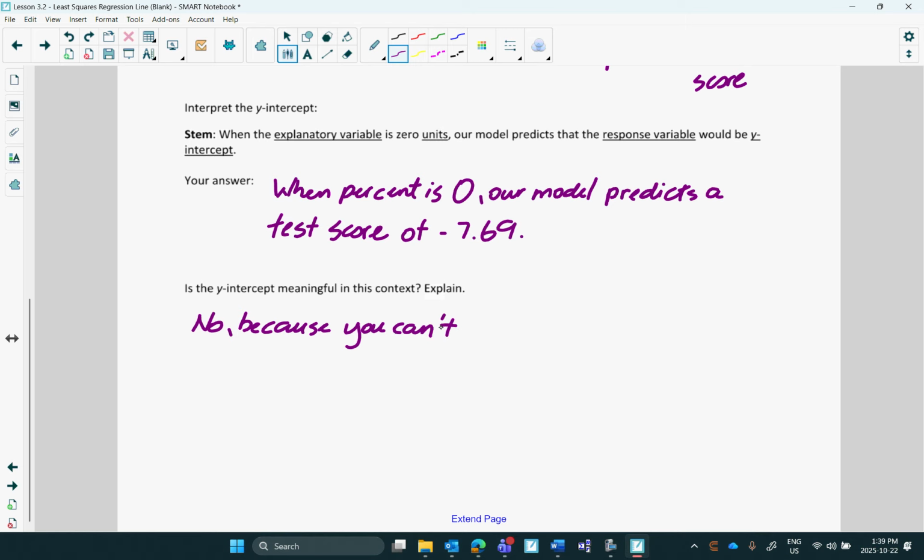If the y-intercept was, say, 2 point something, that would have more meaning, because then it's not outside the realm of possibility to say, yeah, if you get 0% attendance, you might get something right by luck. But no, because you can't have a negative test score.